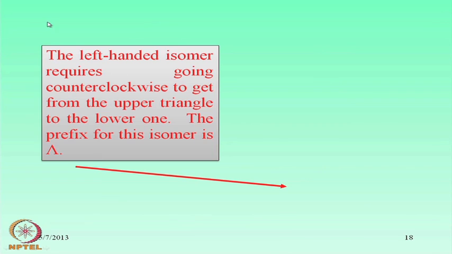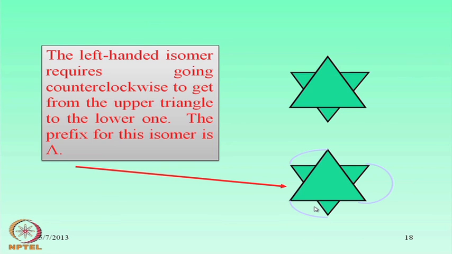In the same fashion, the left-handed isomer requires going counterclockwise to get from the upper triangle to the lower one. The prefix for that isomer would be lambda. So, the counterclockwise movement will be designated as the corresponding lambda isomer, compared to the delta isomer which is in the clockwise direction. So, this is from top to bottom in counterclockwise direction, then top to bottom in the counterclockwise direction, and then top to bottom face again in counterclockwise direction.